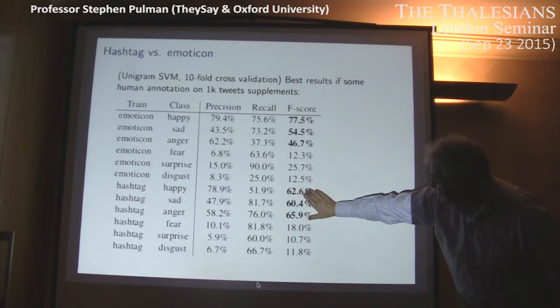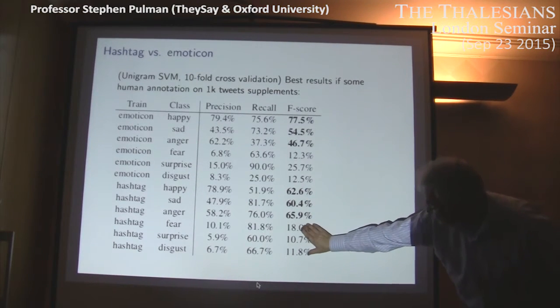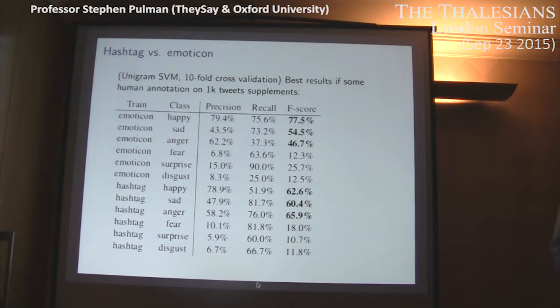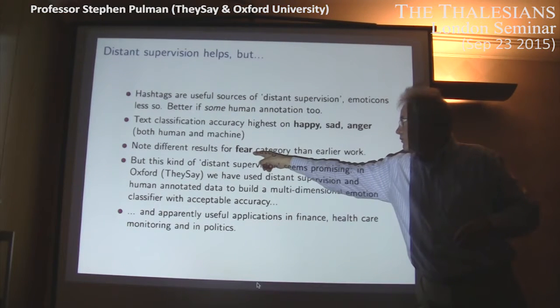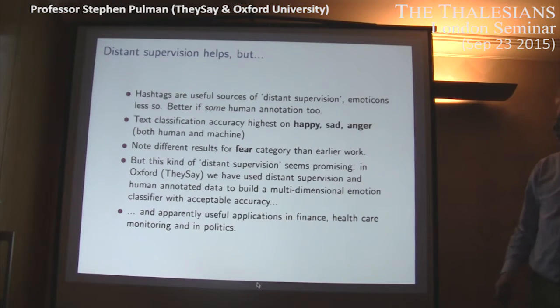But this is just the mean of them. So again, these are good enough to be useful, but these aren't. These are pretty bad. So then hashtags are useful, emoticons less so. If you can add some good quality annotated text, then that will help a lot. Notice the difference. The earlier sort of face recognition stuff here was quite good, whereas here it's not.